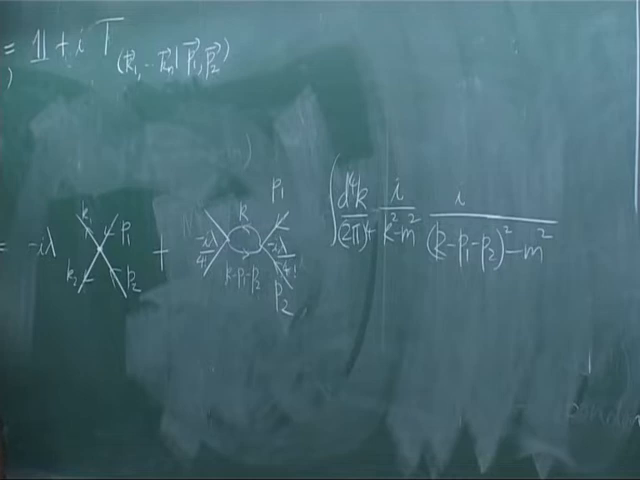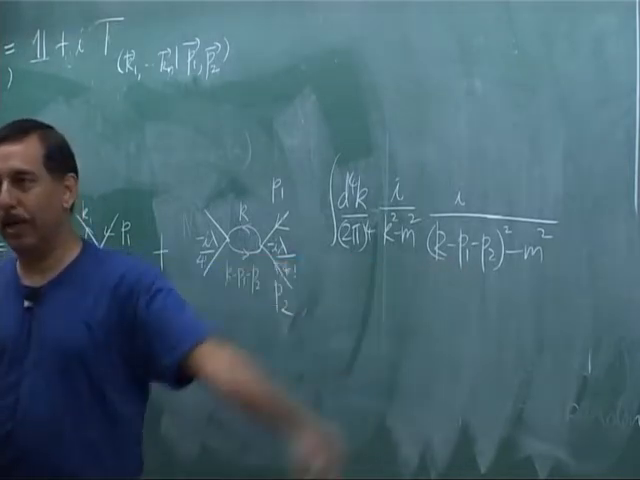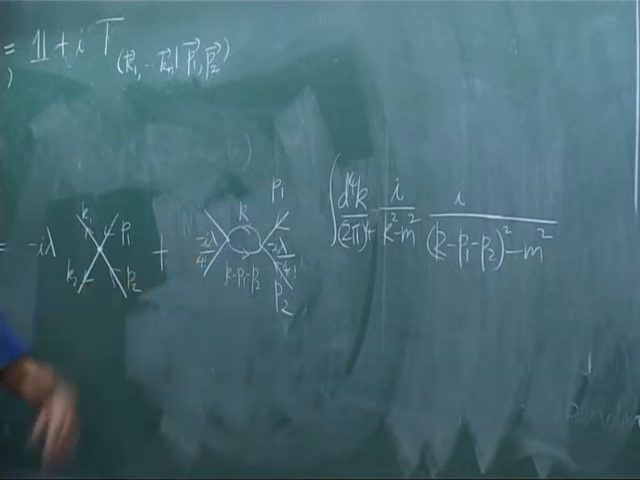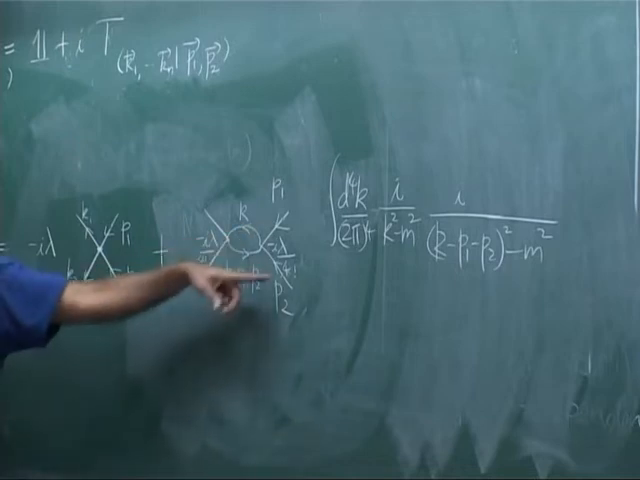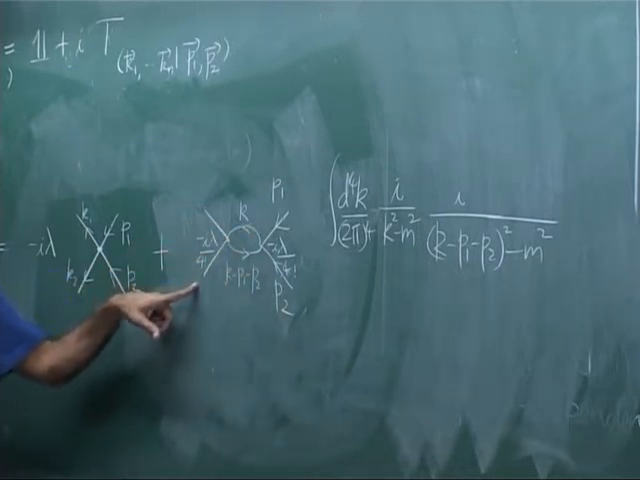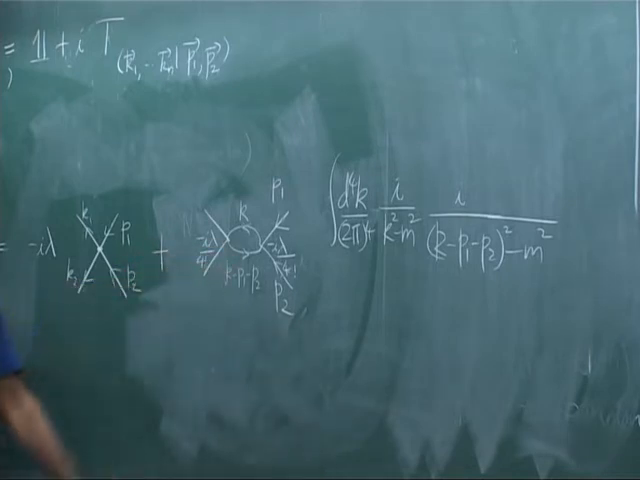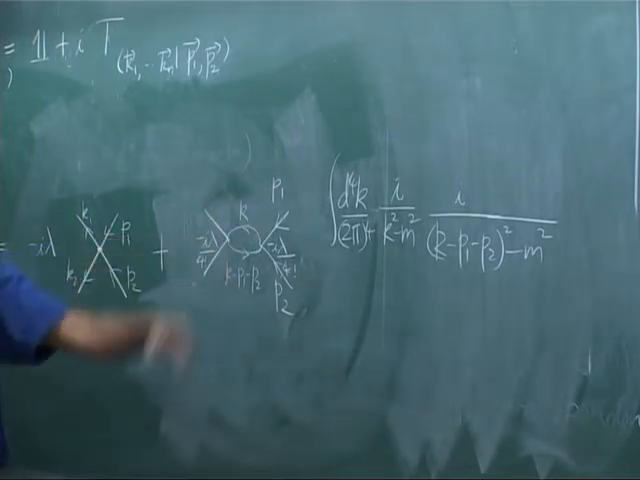P1, P2 and M. Okay, so that's what we expect, because first of all, it depends only on P1 plus P2 actually, because of the structure of this diagram, and P1 plus P2 is the same as K1 plus K2, the outgoing momenta. So we don't expect any further dependence on anything. So whatever this is will be the answer for M.